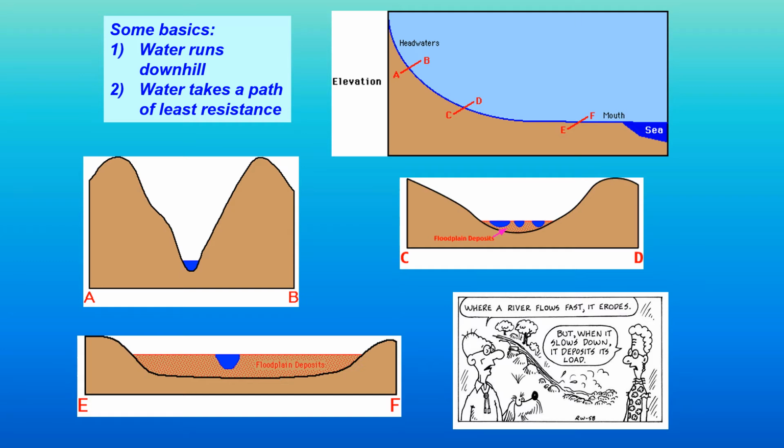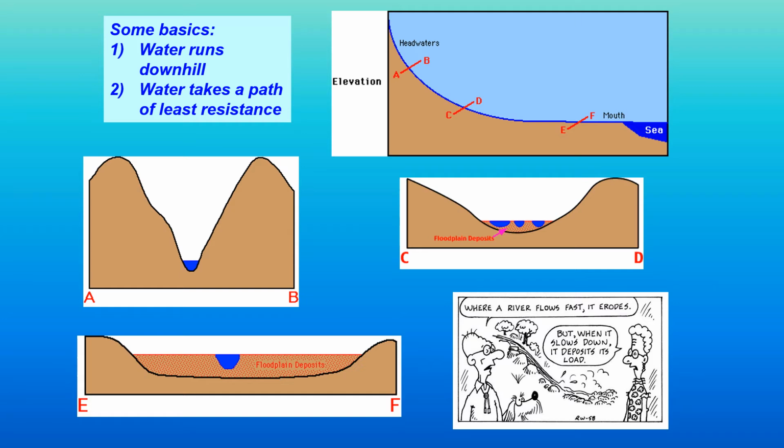As a side note, it's sometimes said that rivers are crooked for the same reason people are crooked, or is it the other way around? People can be crooked for the same reason that rivers are crooked, because they take the path of least resistance.